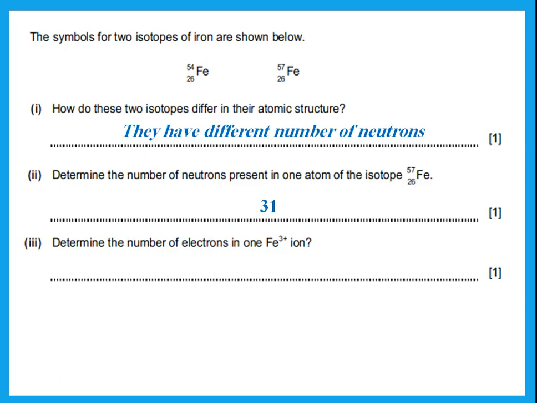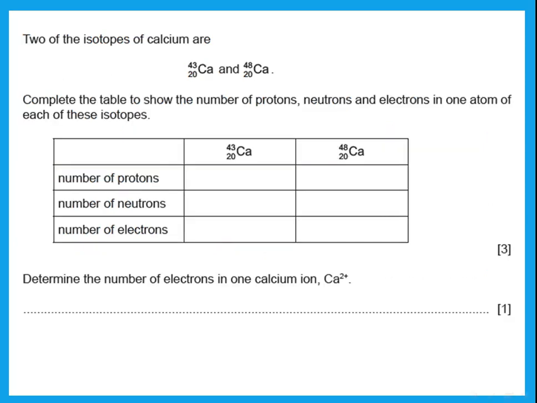Now, Fe3+ means that my iron has lost 3 electrons, and that means instead of 26, it now has 23. Okay, another sample question.